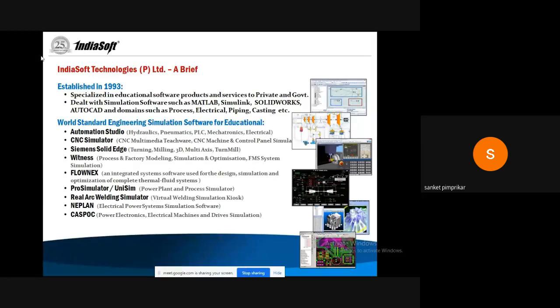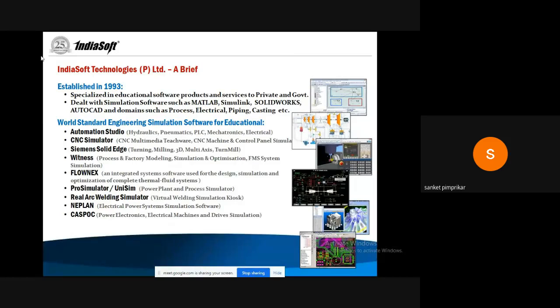Then we have Pro Simulator slash Unisim, which is a power plant and process simulator. Then we have a Real Arc welding simulator, which is a real arc virtual welding simulation for your TIG, MIG, and MMA. All the three major operations of welding can be covered. These were our mechanical portfolio.